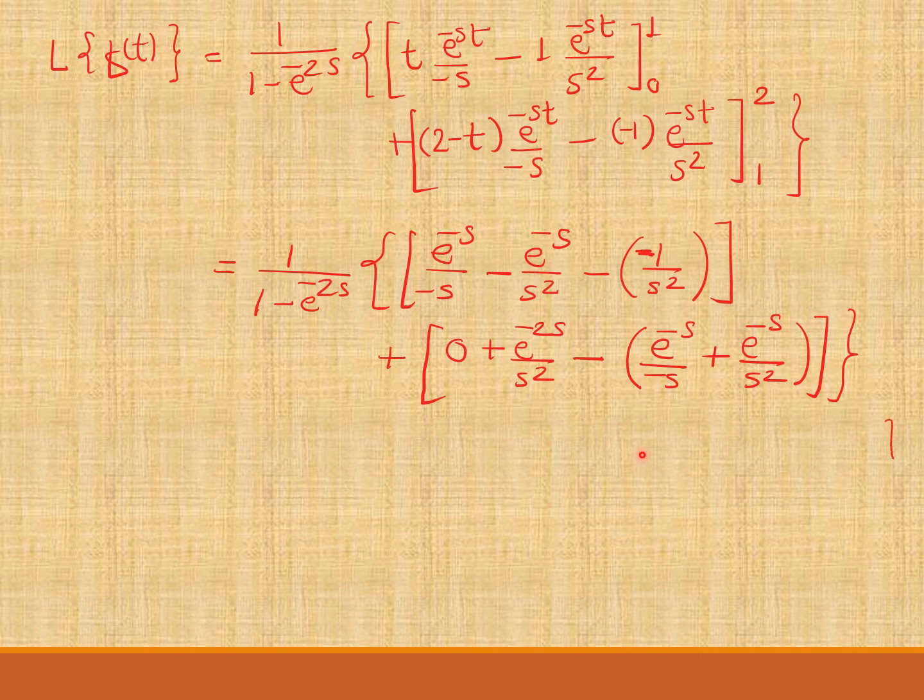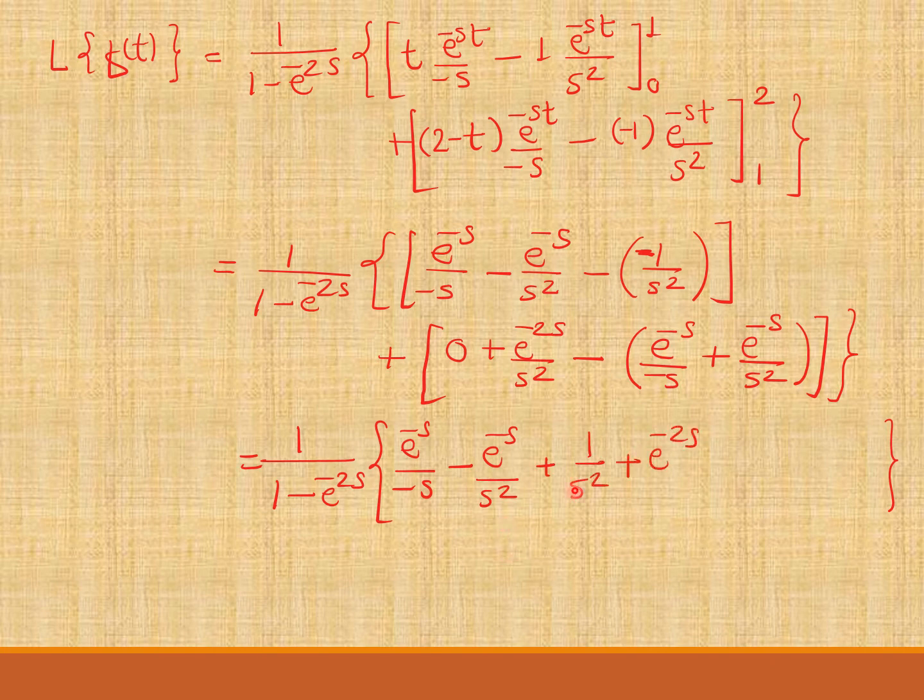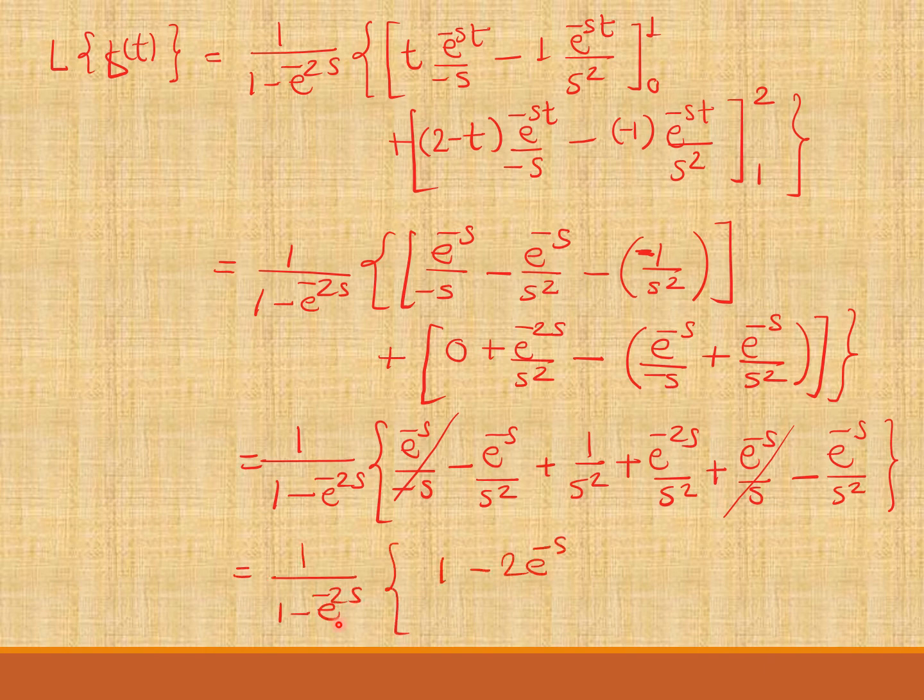Now open all these brackets, we get the terms like e raised to power minus s upon minus s, minus of e raised to power minus s upon s square, plus 1 upon s square, e raised to power minus 2s upon s square, e raised to power minus s upon s, minus e raised to power minus s upon s square, and these two terms get cancelled. And finally we have 1 minus 2 e raised to power minus s plus e raised to power minus 2s upon s square, as the denominator is same.